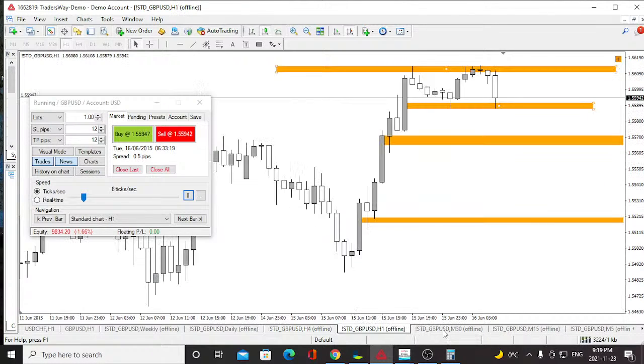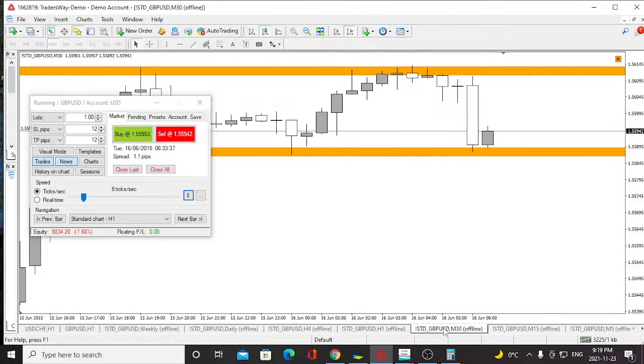You'd be surprised, things that don't seem like they make sense, they make the world of sense. But you don't want to trade this. It didn't break the low. It didn't break this wick. It's right now just retracing. It's not even in the direction that we want it to be trading in.